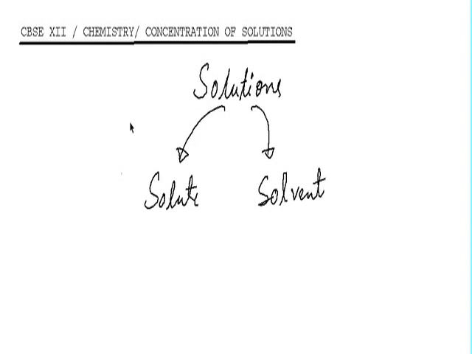Now, before we start anything else, we need to know what is the meaning of concentration. As we decided that solutions are made up of two components, one is solute and another one is solvent, so when we prepare a solution, we add some amount of solute to solvent. Now expressing that is known as concentration. How much amount of solute is added to how much amount of solvent. So that is the way we express the concentrations.